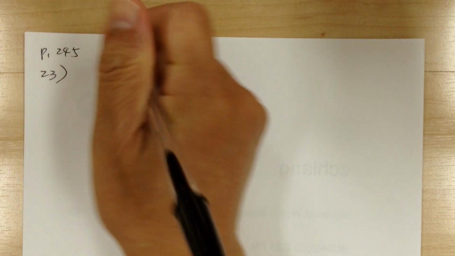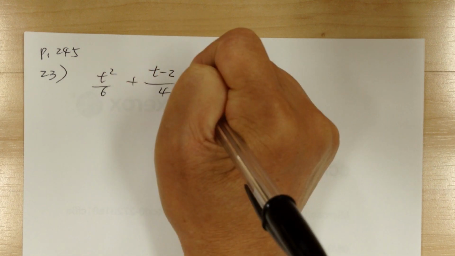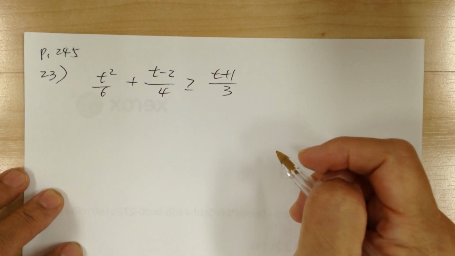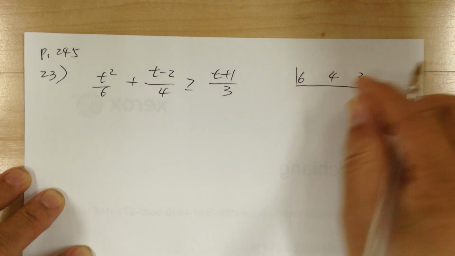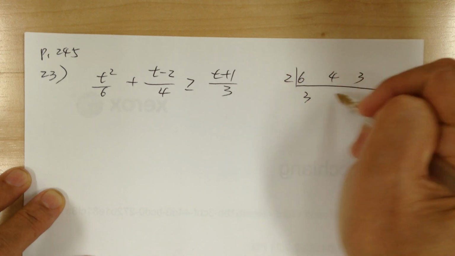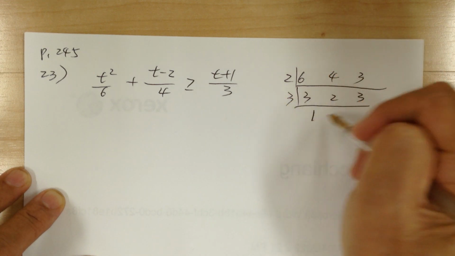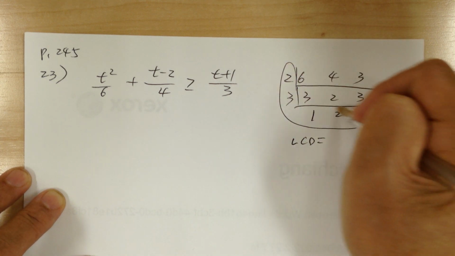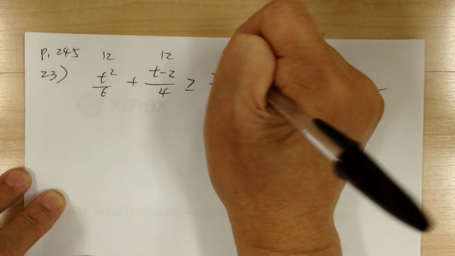Okay, number 23. You've got t squared over 6 plus t minus 2 over 4 greater than or equal to t plus 1 over 3. So the common denominator is equal to 12. If you don't get that, go 6, 4, 3. As long as two numbers can divide, you go and divide. This can divide by 2, so it becomes 3, 2. If you cannot divide, you leave it alone. Now you've got two 3s, so divide by 3, so you get 1, 2, 1. So your LCD equals all of this together: 2 times 3 is 6, times 2 will be 12. Again, all of this is from your previous lessons.